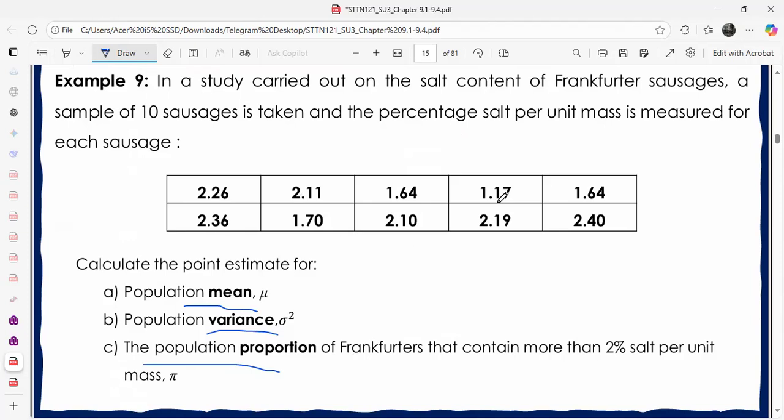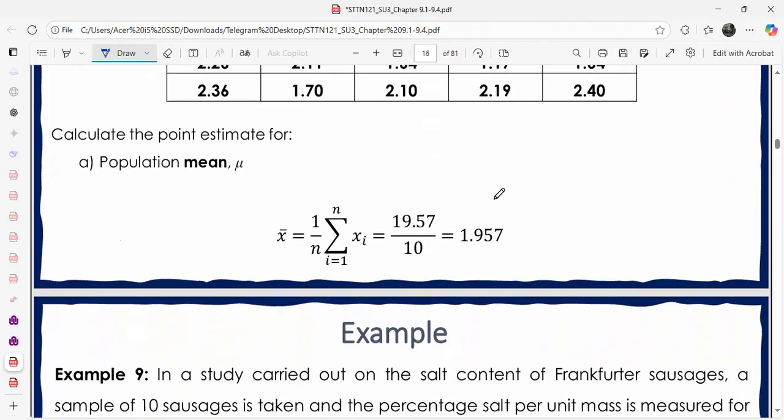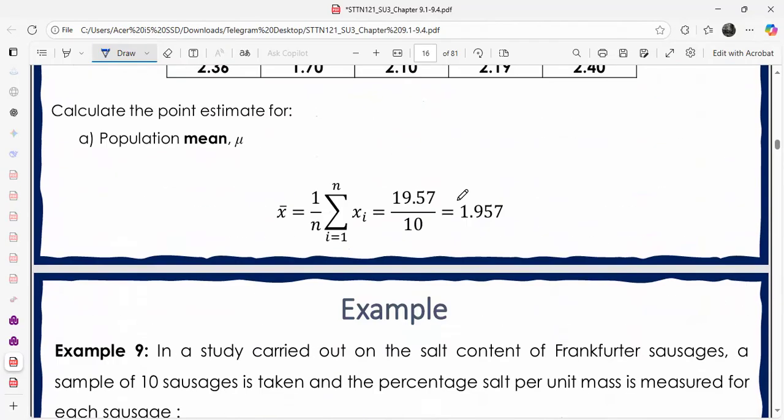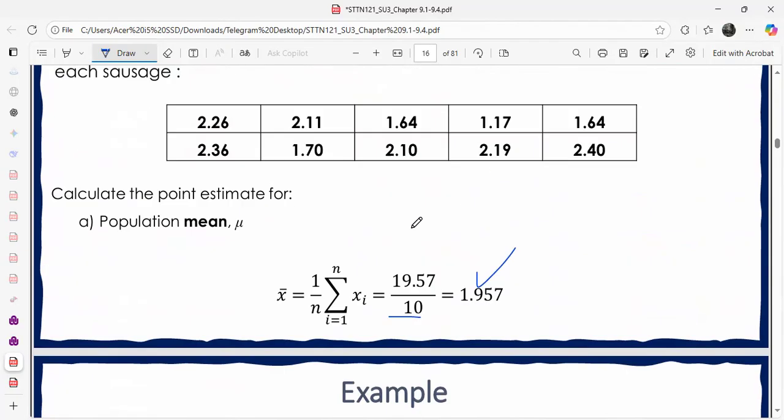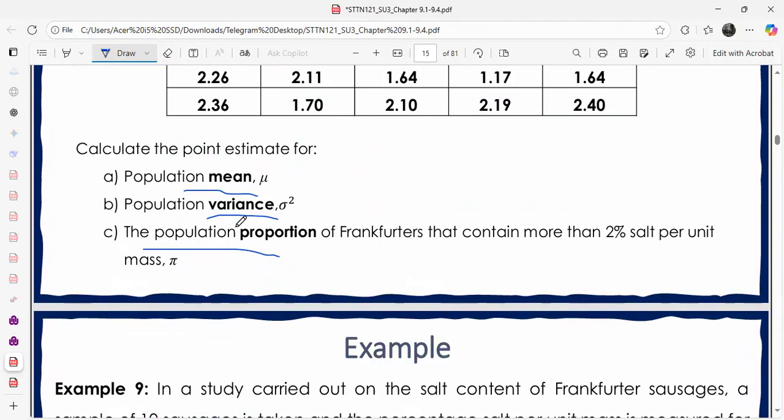You add these values, all of them. You divide them by 10. Let's check. You add them, you divide them by 10, then you get the sample mean, and then you are done. Next, that's the variance.